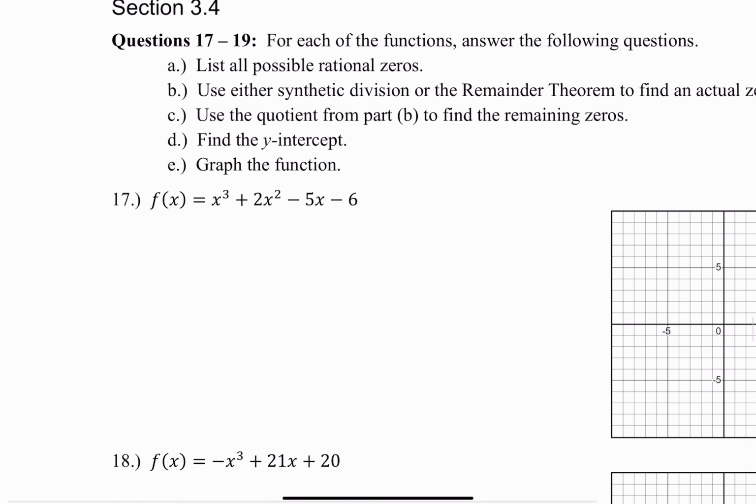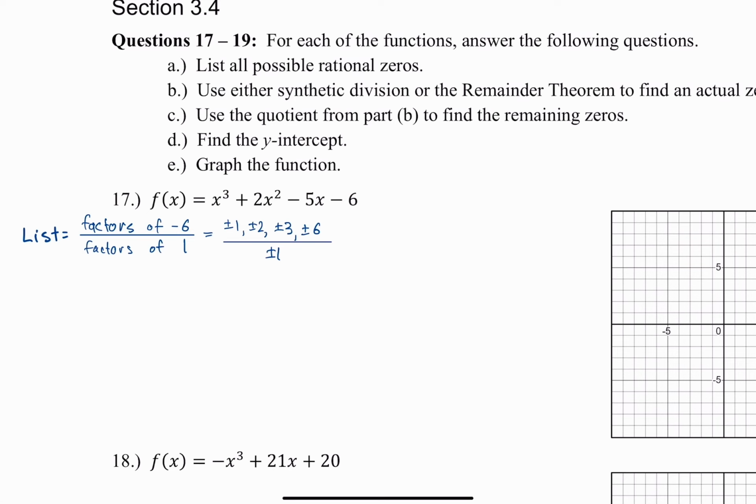All right. So to find the list of all possible rational zeros, you're going to look at the factors of the constant, -6, divided by the factors of the leading coefficient, which is +1. So ±1, ±2, ±3, and ±6 all divide evenly into -6. And the only thing that divides evenly into 1 are ±1.